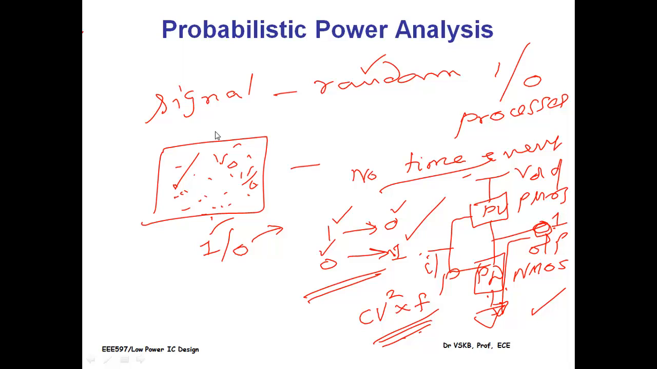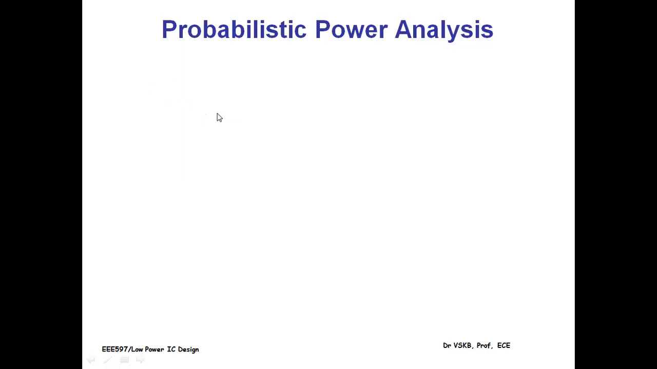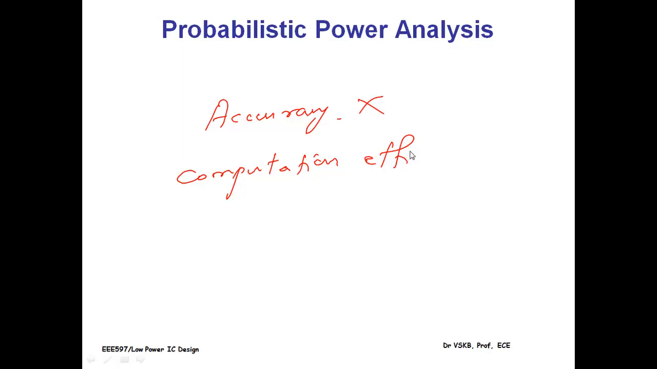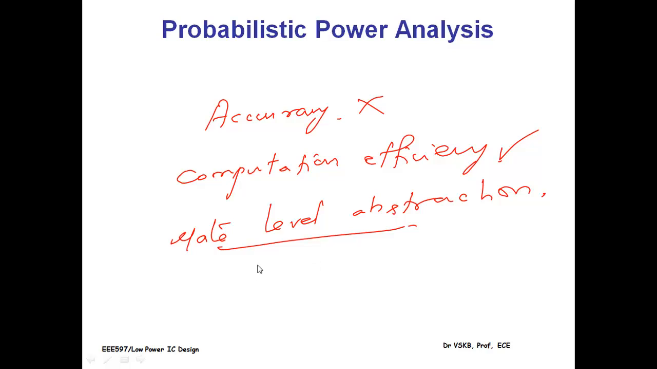So if I have some billions of nodes in my system also, there is no problem for me to identify and calculate the power. But how accurate are they going to be? Of course, this method is not going to be very good for accuracy. But given the computation efficiency, this is going to be better than our simulation based method. And particularly for gate level abstraction and characterization, this is going to be the best.